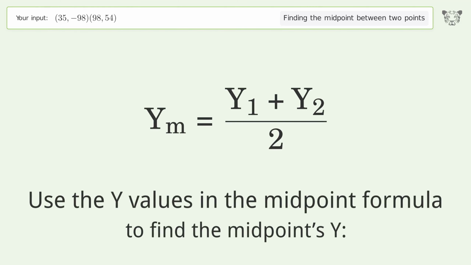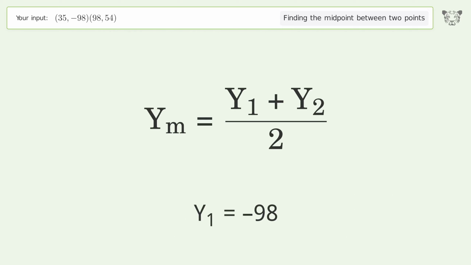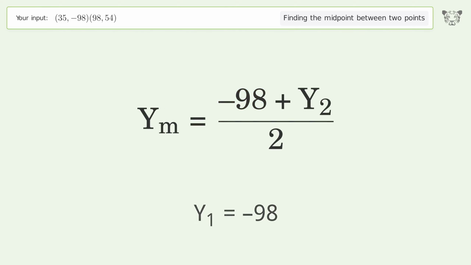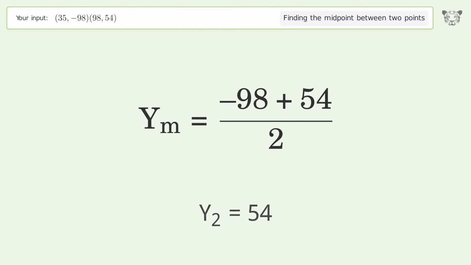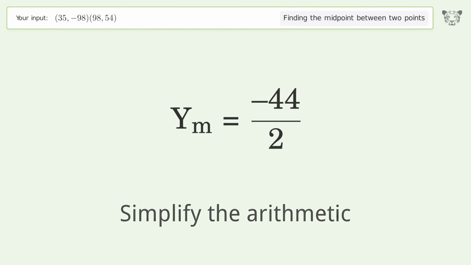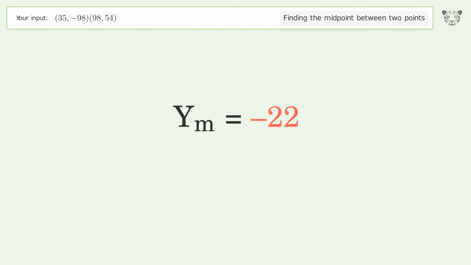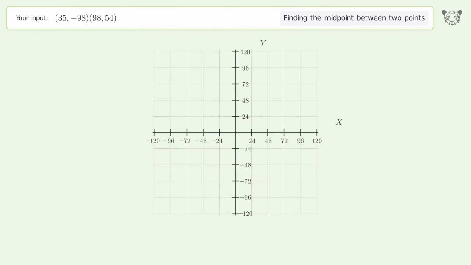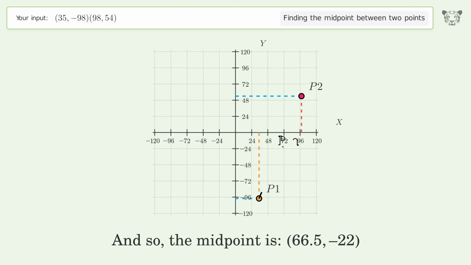Use the y values in the midpoint formula to find the midpoint's y. y1 equals negative 98. y2 equals 54. Simplify the arithmetic. And so, the midpoint is 66.5, negative 22.